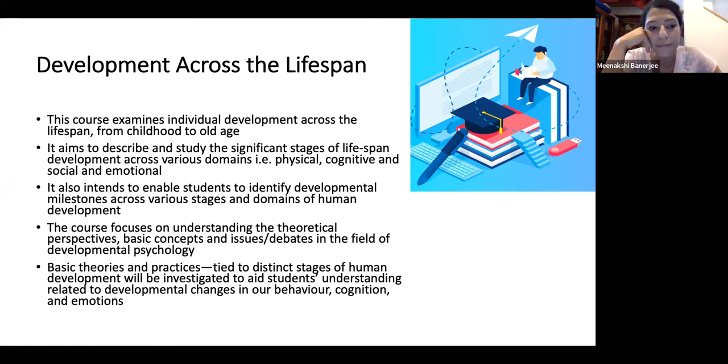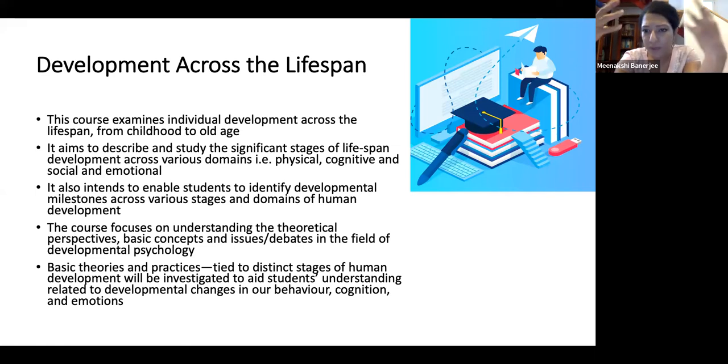It also intends to enable students to identify developmental milestones at various stages across these cognitive and emotional aspects of life. The course also focuses on understanding the theoretical perspectives. So, what are the major theorists? What are the major issues that have come up over the years? It's not a very old field, developmental psychology. It's only been a few decades that it has really picked up, to be able to say that adolescence is a different age group, old age is a different age group, adulthood is a different age group.